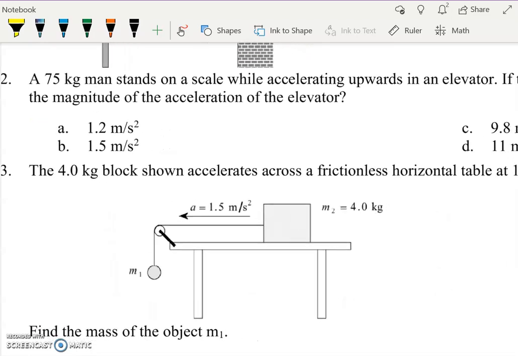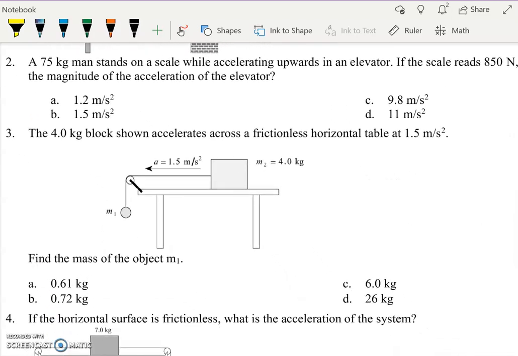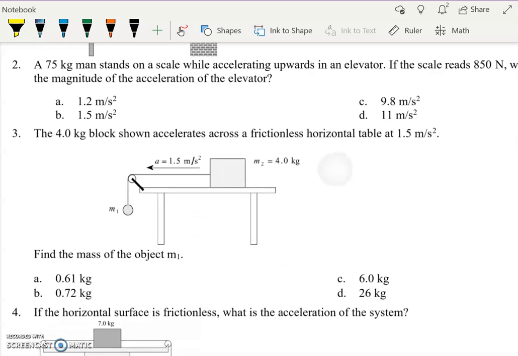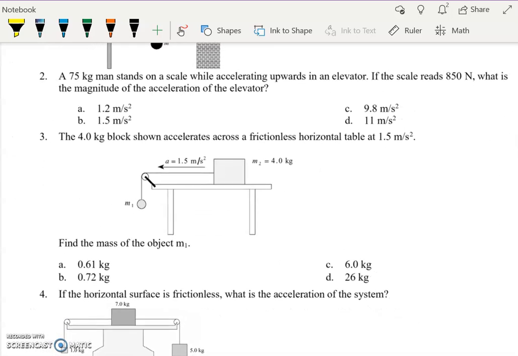Number 2. A 75 kilogram man stands on a scale while accelerating upward in an elevator. If the scale reads 850 newtons, what's the magnitude of the acceleration of the elevator? So quick force diagram here, which you should be doing force diagrams for all these problems, but quick one here. You've got your force of gravity down. That would be 75 times 9.8, which is 735 newtons down. We've got 850 pointing up. So the elevator is definitely accelerating upwards.